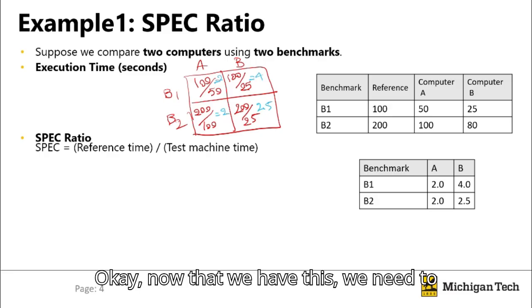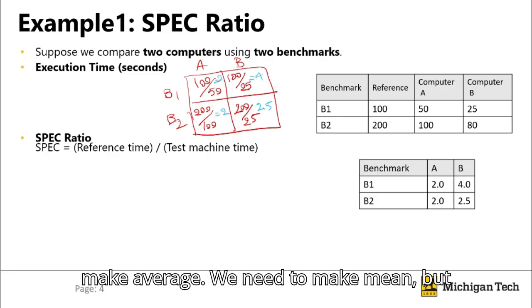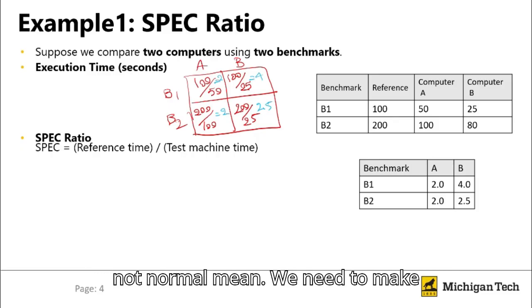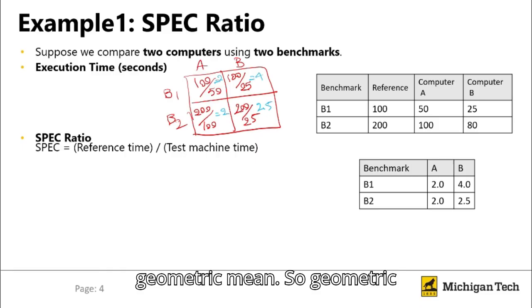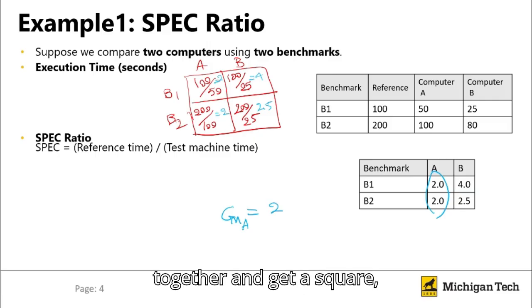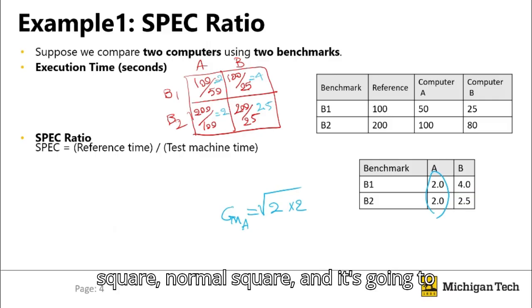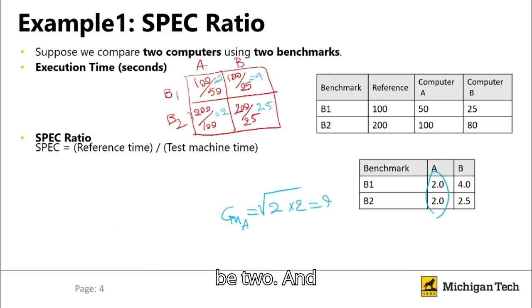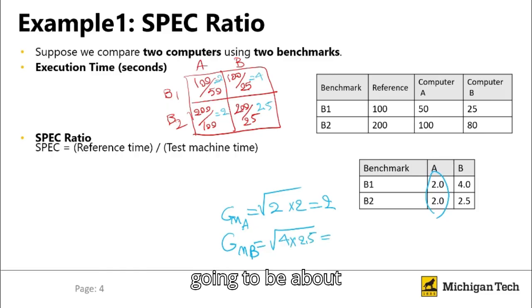Okay, now that we have this, we need to make an average. We need to make a mean, but not the normal mean. We need to make the geometric mean. So the geometric mean for computer A is this: just multiply them together and take the square root, because this is like a normal square root with 2 values. It's going to be 2 times 2, and for B it is 4 times 2.5. It's going to be about 3.16.